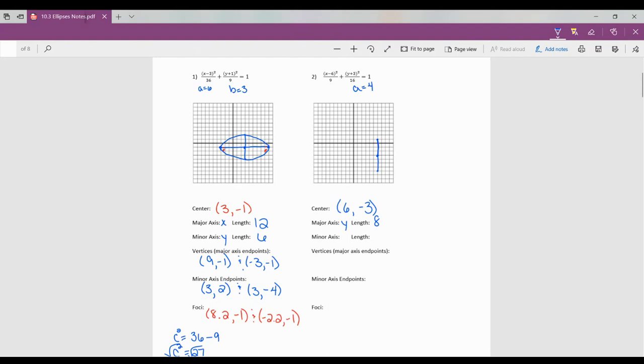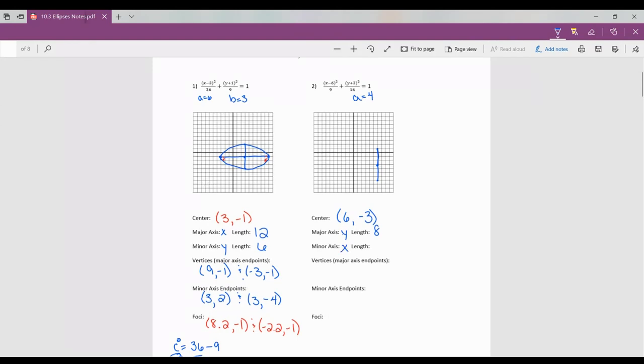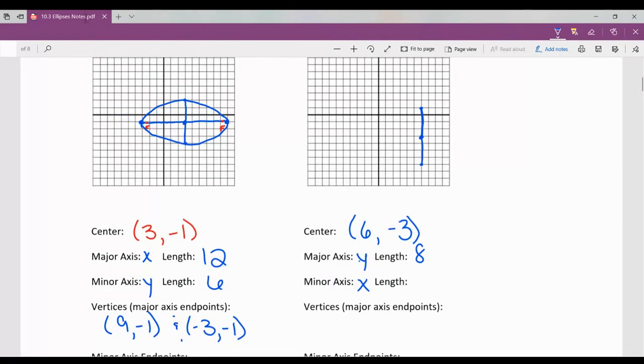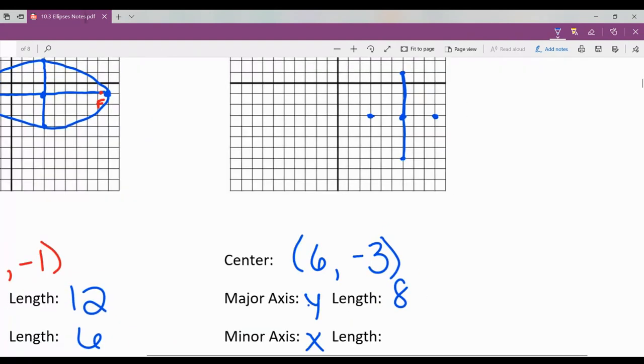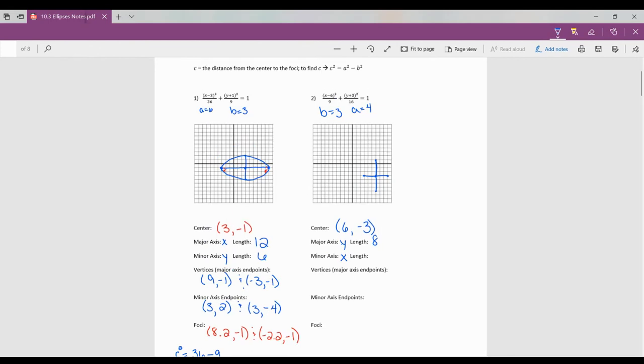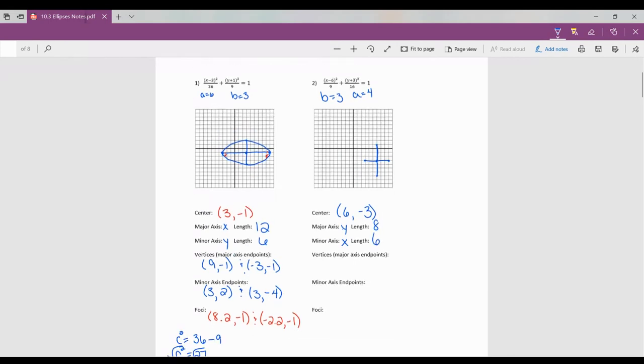Now my minor axis is going to be the x's. So my b is 3. So I'm going to count 3 to the right, 1, 2, 3, and 3 to the left, 1, 2, 3. And I'll zoom in a little bit so that I can draw that a little bit more accurately. That's my minor axis. So if I go 3 to the right and 3 to the left, that's going to be a length of 6.